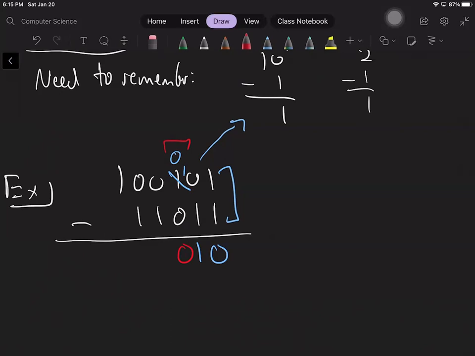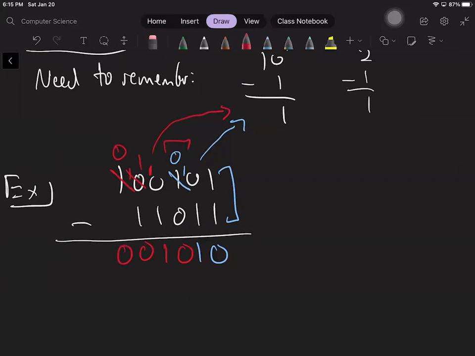Then we're on the next one. 0 minus 1, can't do that. You have to borrow, but you can't borrow from the 0, so you have to borrow from the 1 over here and give this a 1, 0. But then you have to borrow 1 from that 1, 0, which makes it a 1. And then finally get your 1, 0 here. So now, again, we're doing this 1, 0 minus 1 is 1. And then we're doing 1 minus 1 is 0.